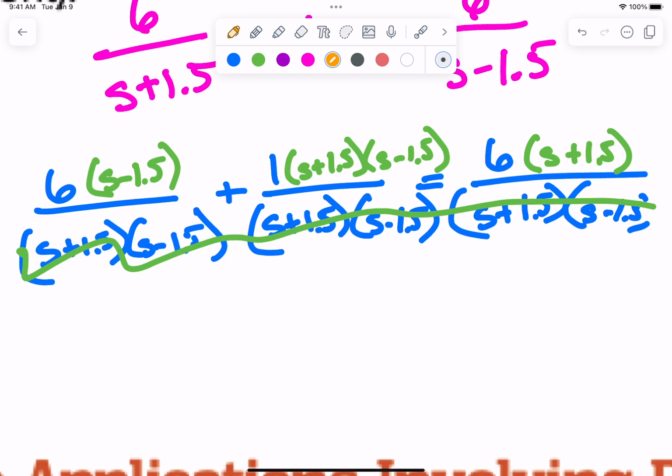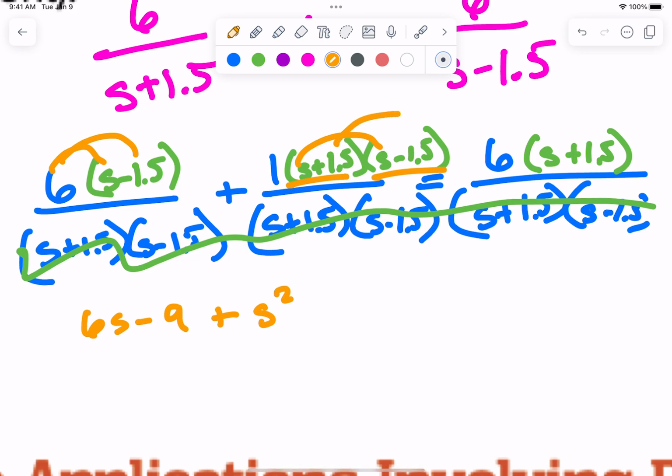Okay, are we ready to distribute? 6 times S is 6S. 6 times 1.5 is minus 9. These are conjugates of each other, right? So the middle two pieces go away. What's S times S? S squared. What's 1.5 times 1.5? 2.25. Is it minus or plus? It's actually minus 2.25. The middle two pieces go away because these are conjugates, so it equals 6S plus 9.